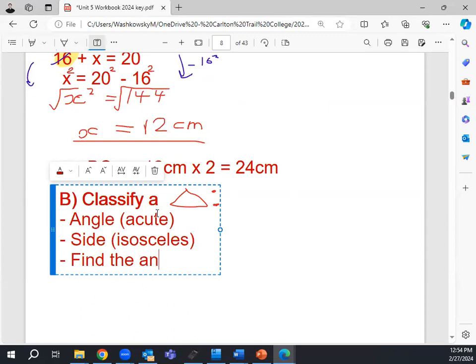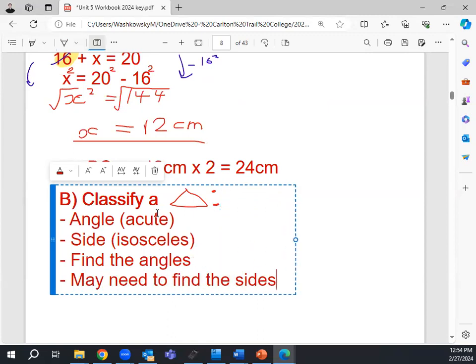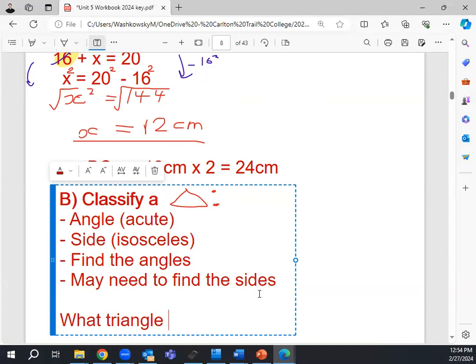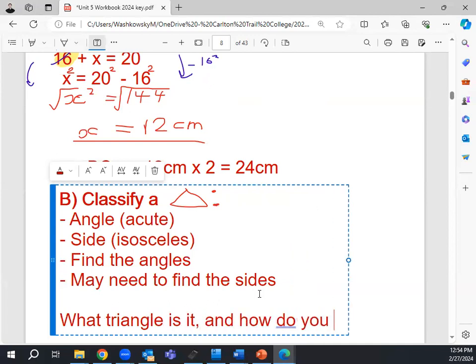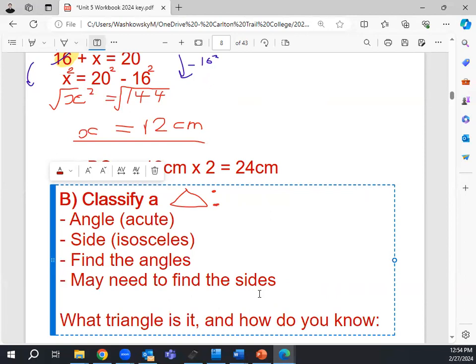We need to find the angles. We may need to find the sides, but that's only if we need to actually use that to find the angles. So basically, our goal when we classify a triangle, because that's what the question asks us, is: what triangle is it and how do you know? So this is technically notes here. This is not how you're going to solve it each time.